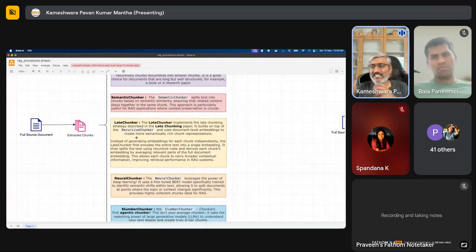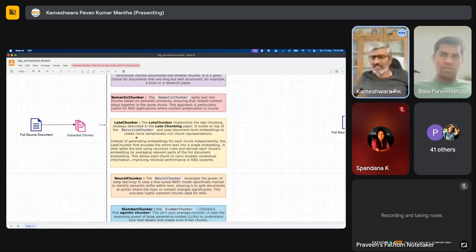And then comes late chunking. Late chunking is an architectural style actually published in a recent paper.